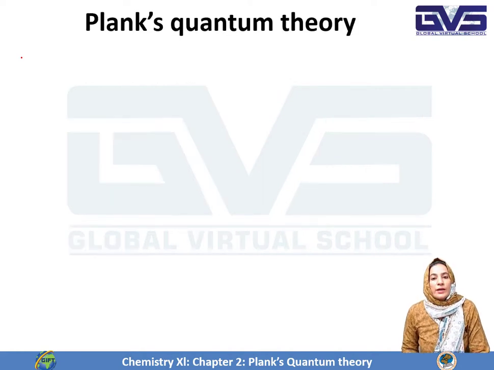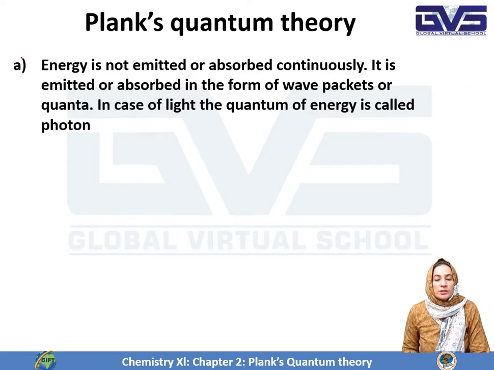The important points, the postulates, the salient features of Planck's quantum theory, are like this: energy is not emitted or absorbed continuously. Energy is never emitted or absorbed continuously, but in a discontinuous manner. As previously described in Bohr's atomic model, but here we take the energy radiation as a photon. Remember this, and this is the objective for this topic: how Planck defines the radiation energy as a photon.